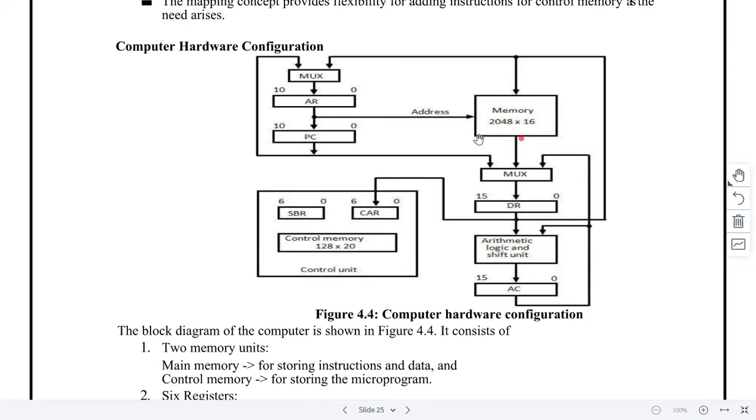Next is the PC. The PC is implemented in one way only. It has only one path: PC to AR. So this is about the registers.